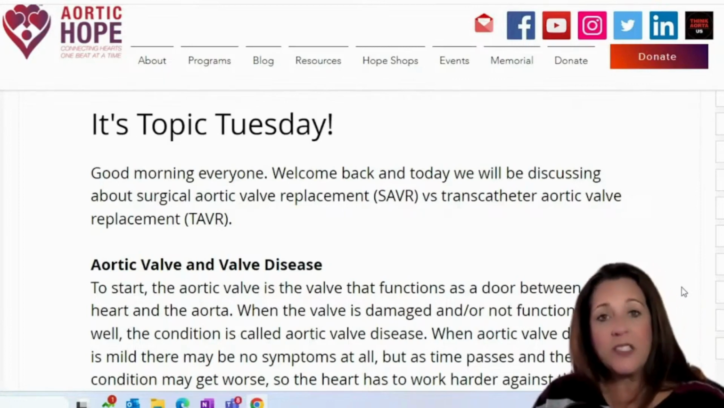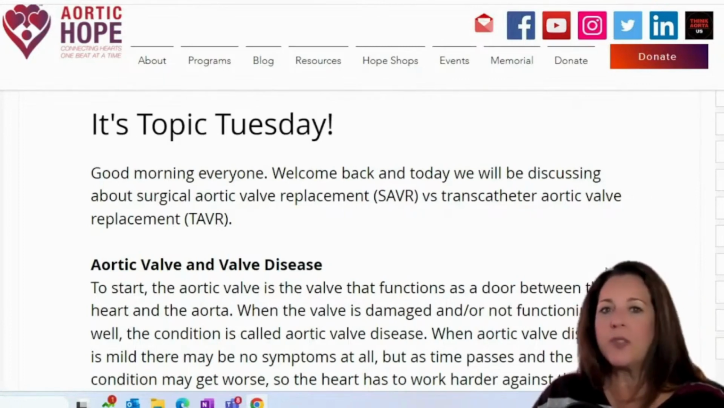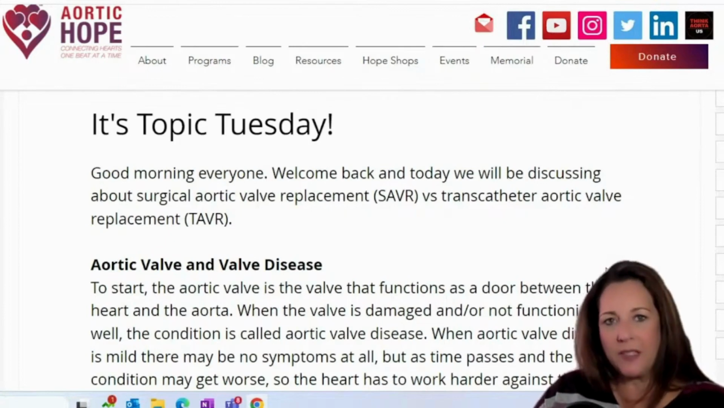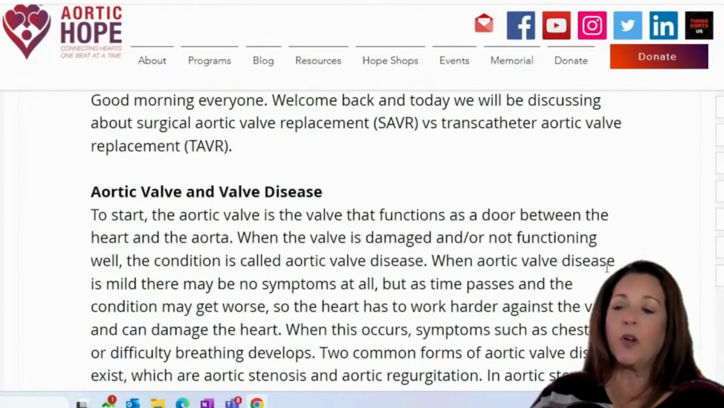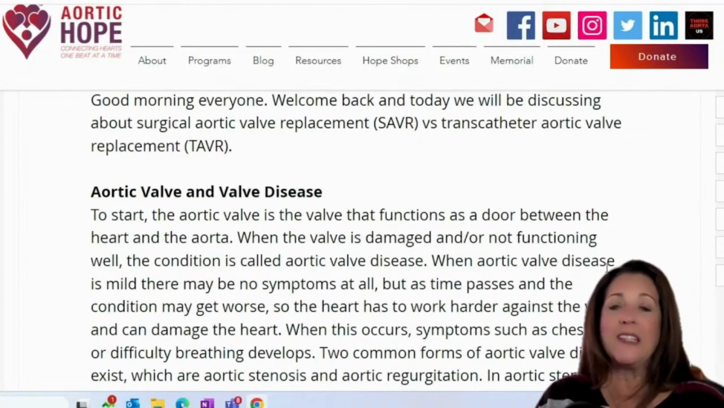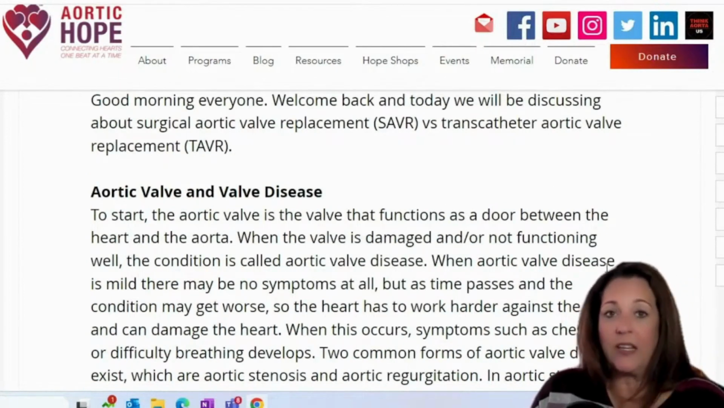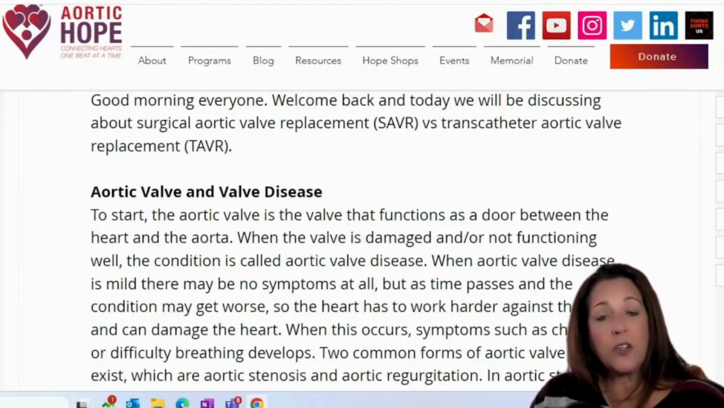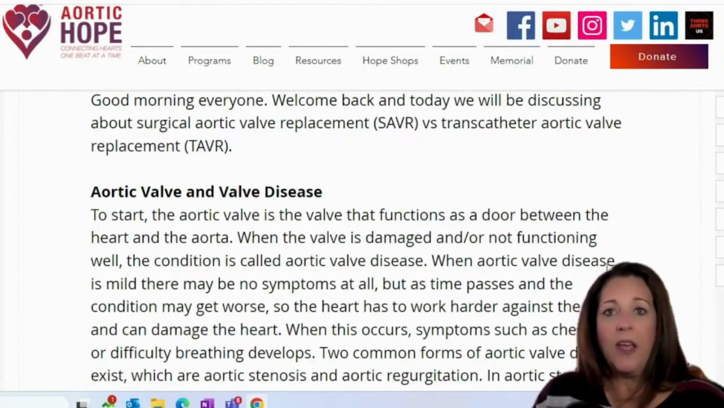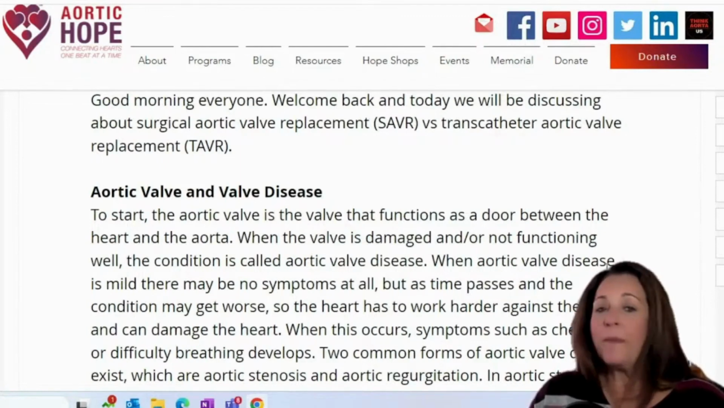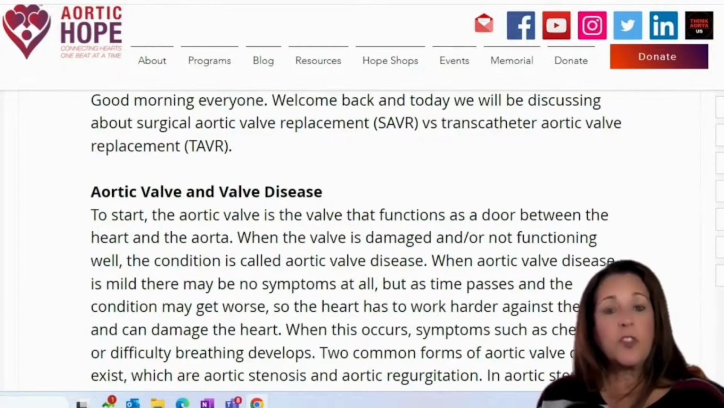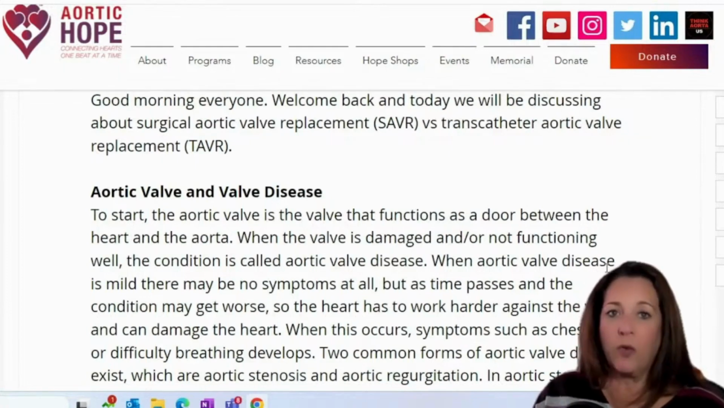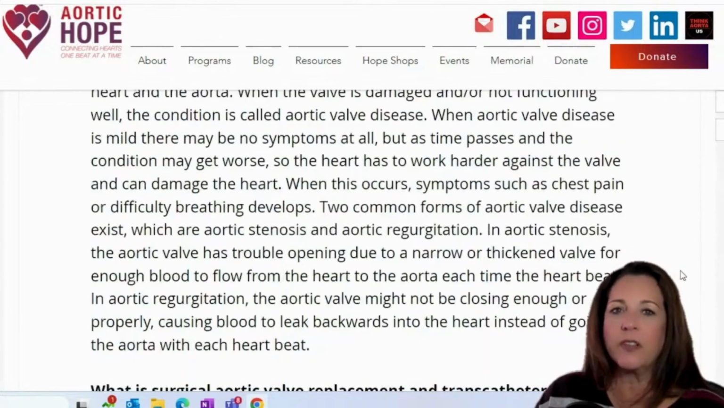And when aortic valve disease is mild, there may be no symptoms at all. But as time passes, the condition could get worse, so the heart has to work harder against the valve and can damage the heart, which I did not even know that part. So when this occurs, symptoms such as chest pain or difficulty breathing might actually develop. And two common forms of aortic valve disease exist, and that would be aortic stenosis, which we have talked about, and aortic regurgitation. So let's review this just a little bit.